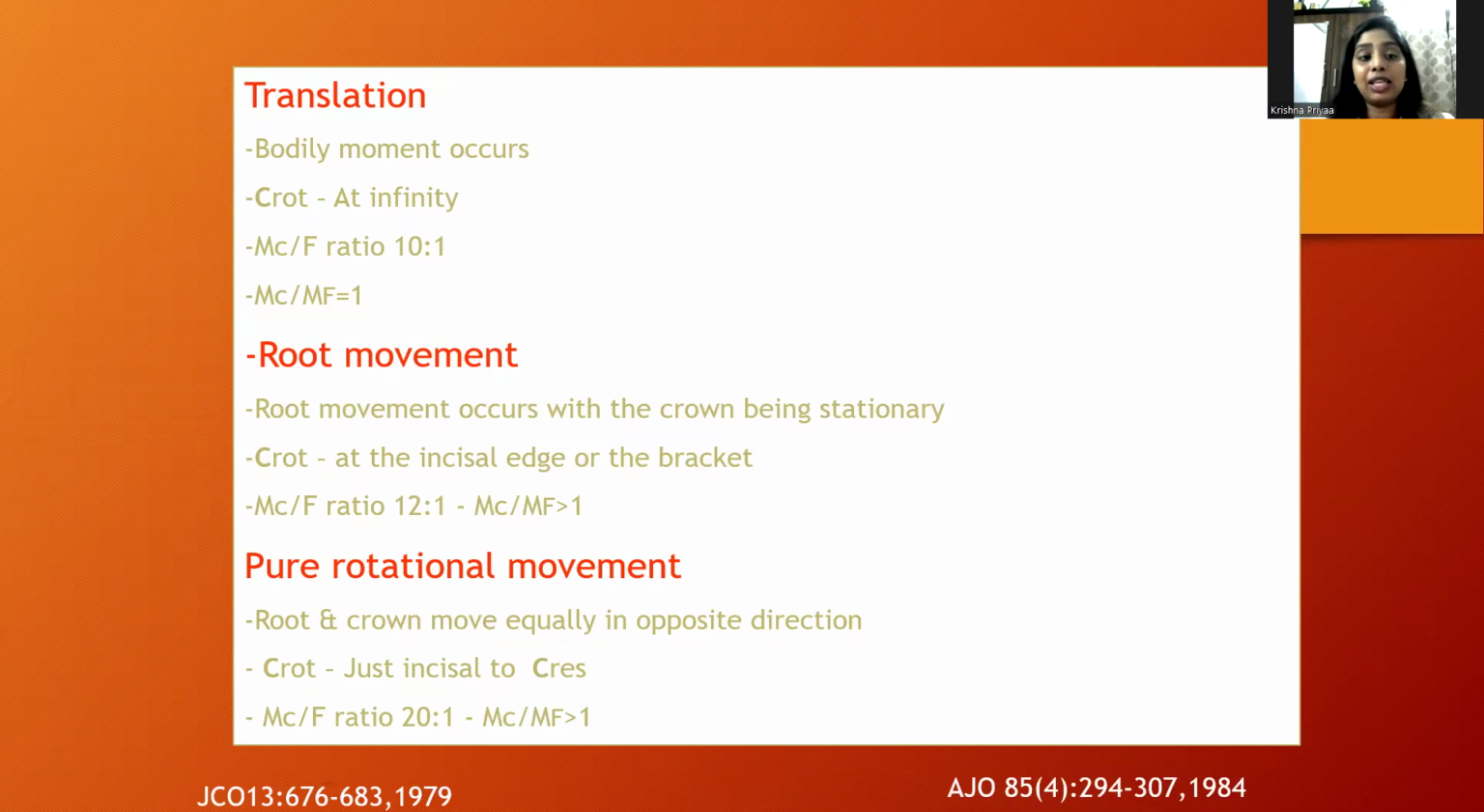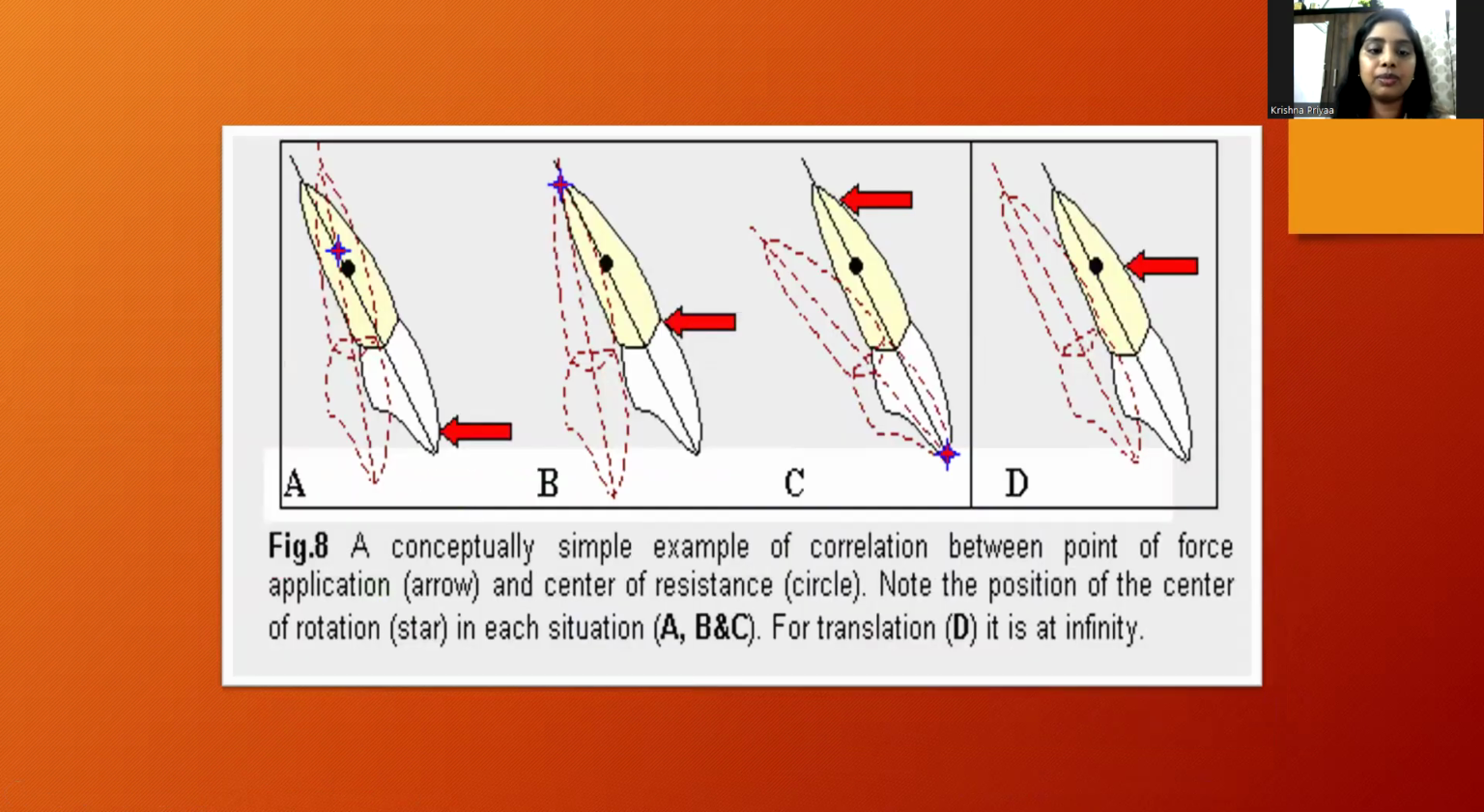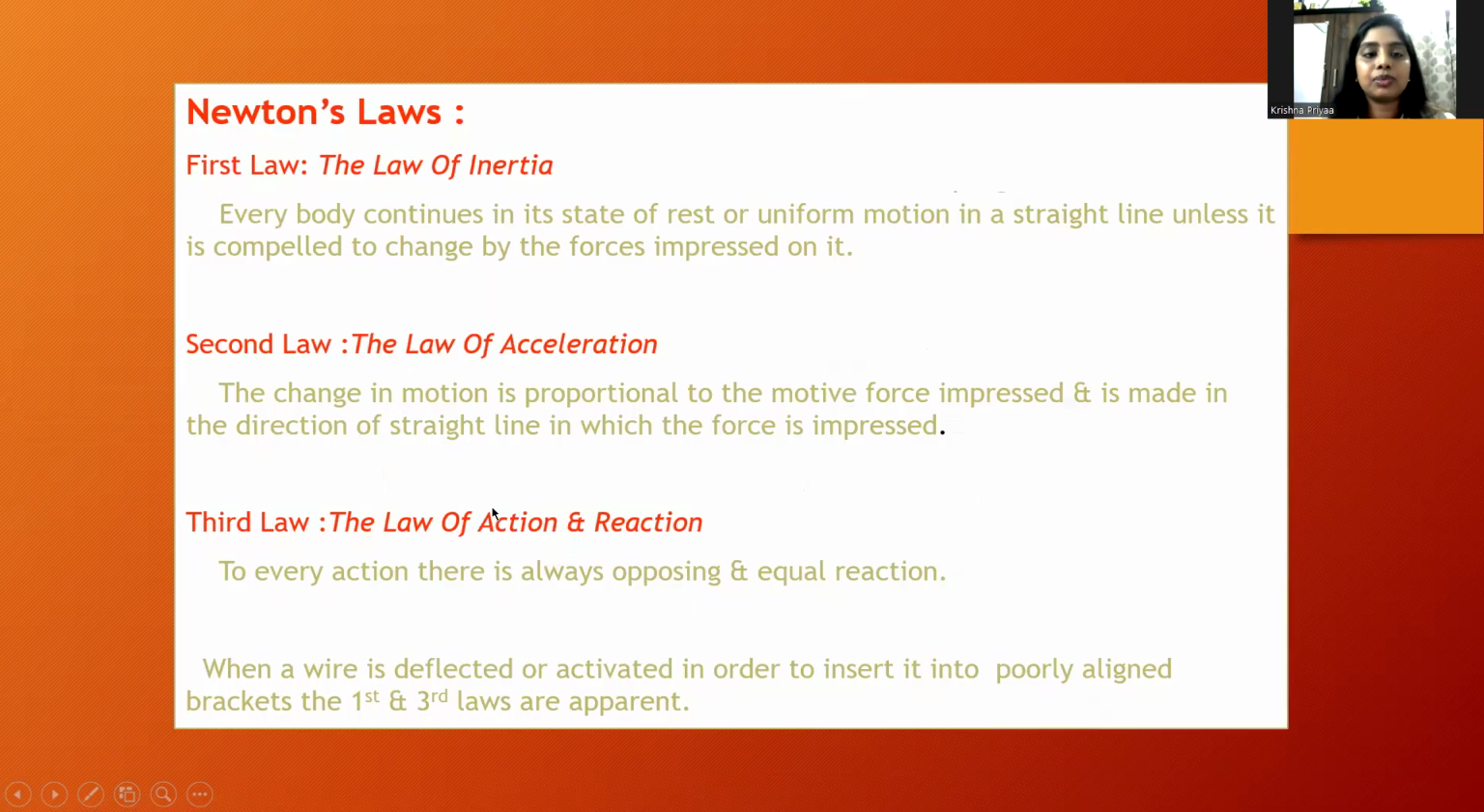So translation is something which happens at the moment to force ratio of 10:1. Root movement happens when it is 12:1. Pure rotational movement happens when it is 20:1. That is, the root and crown move equally in opposite directions. That is called pure rotational movement, as you can see at this point. So here translation happens. Here the root movement happens. Here the root position is actually constant. So controlled tipping happens here, and uncontrolled tipping here.